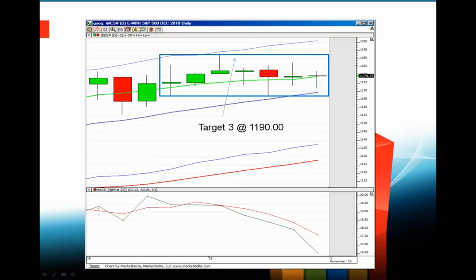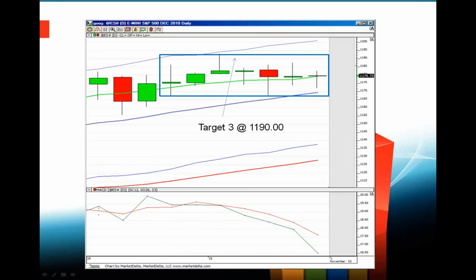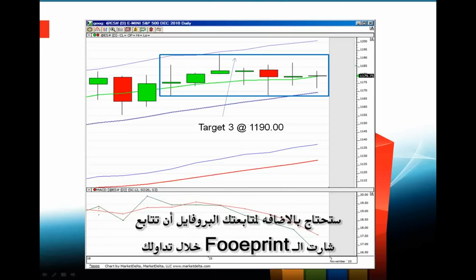Okay, what profile formations should we look at on an intraday basis that might provide support and resistance levels? There are a number of key things that you want to be looking at, and if you're going to trade intraday and you have market delta, in addition to looking at the day's profile, you definitely want to be incorporating the footprint into your intraday trading.